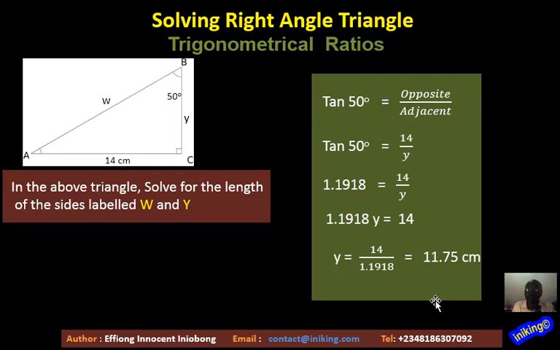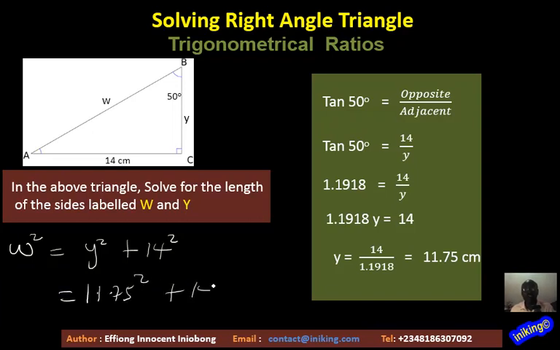Now I know my Y. The next thing, how do I get my W? Well, for those of us who are in love with Pythagoras theorem, you can simply say, okay, since we know y, why not just go and apply Pythagoras and say W squared is equal to y squared, which is now known, plus 14 squared. Of course, that will work. And this will give me 11.75 squared plus 14 squared. And the rest is history.